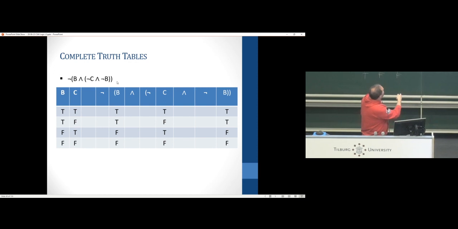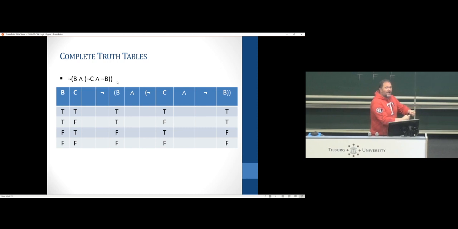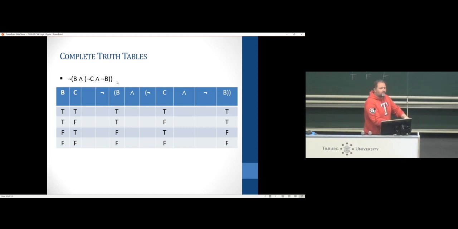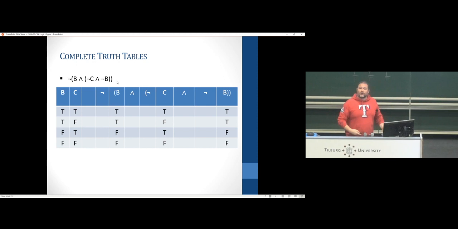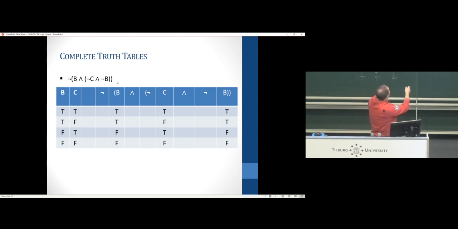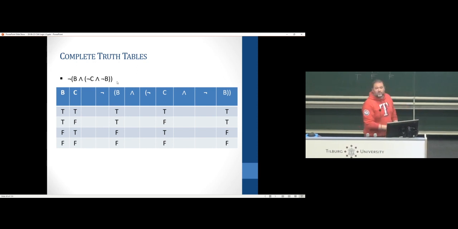Yeah, these two negations. These were the ones that are immediately above the atoms. So we have to start by filling in those columns. Unless we fill in these, we can't really do the rest.